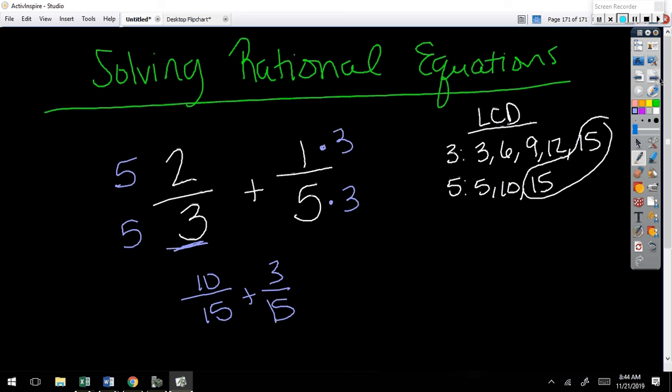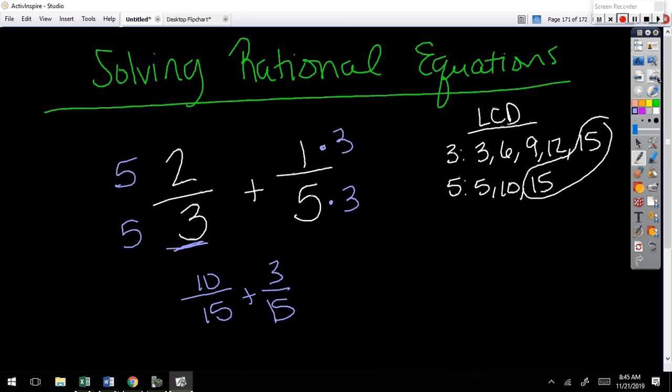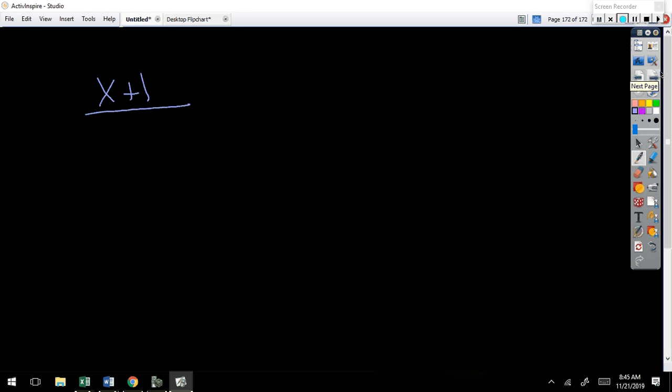So what if I change this from nice whole numbers to something like, all right, back to this one, if my screen will go with me. Let's say I have (x plus 1) over (x minus 3) plus 2x over (x minus 2). Okay?